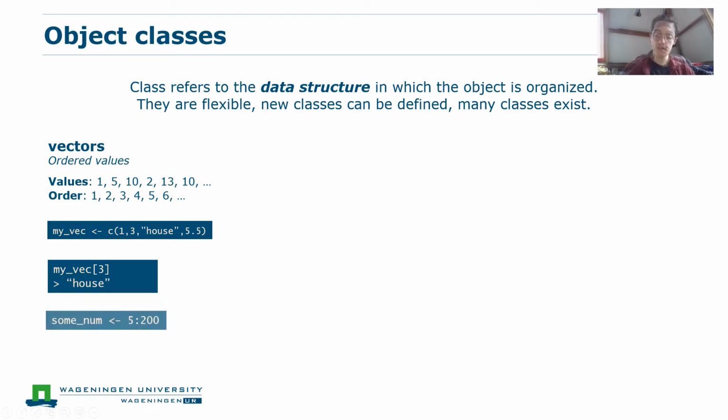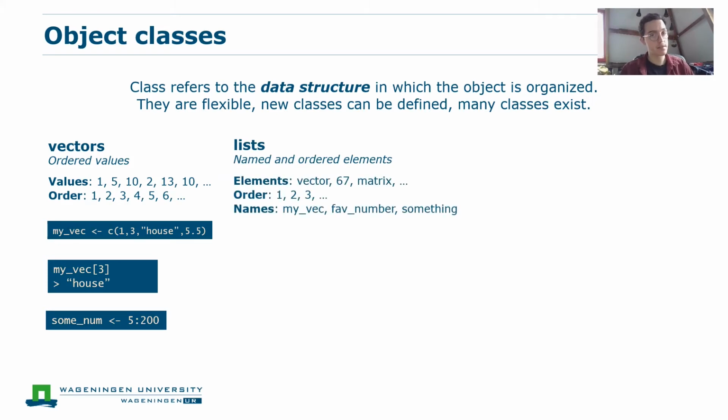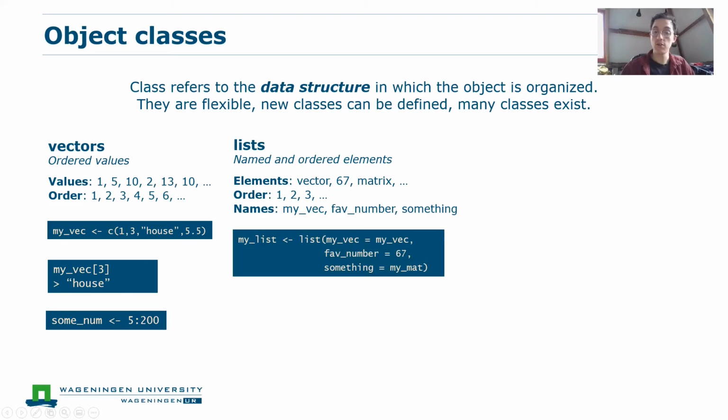Then we have lists, and lists are named and ordered elements. So I say elements and not values because actually you can have anything in a list, not only single values, but sometimes lists even, or vectors or matrices. You can put optionally names into it, which is quite useful. You create lists using the list function. You first specify the name. You don't need to add quotations for the name. Then an equal sign and the value.